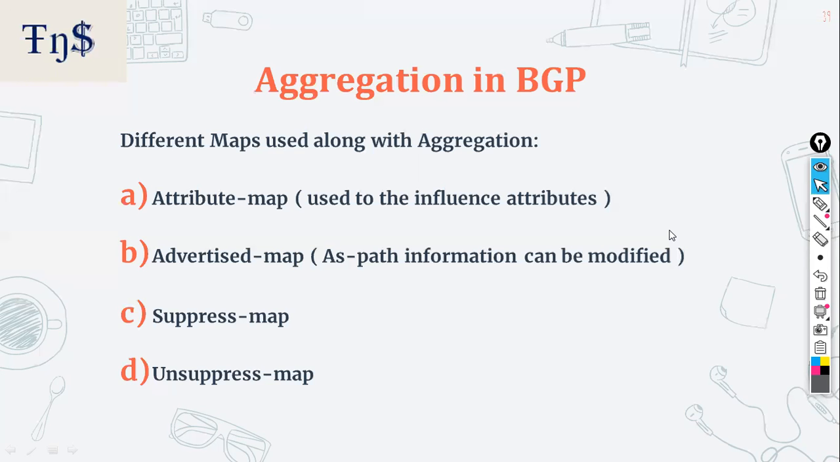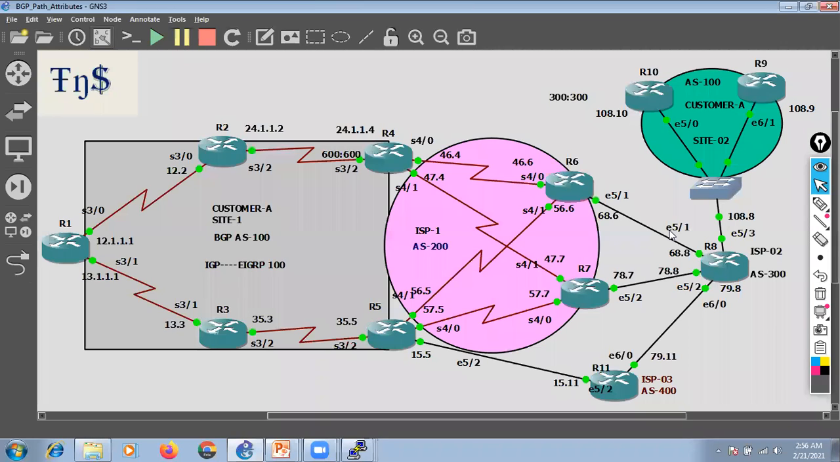Okay, so let's start our next lecture. In our previous lesson, we have studied about attribute maps, advertise map, suppress map. Now, the next one is the unsuppress map. Let's see how we can use unsuppress map and in what condition.